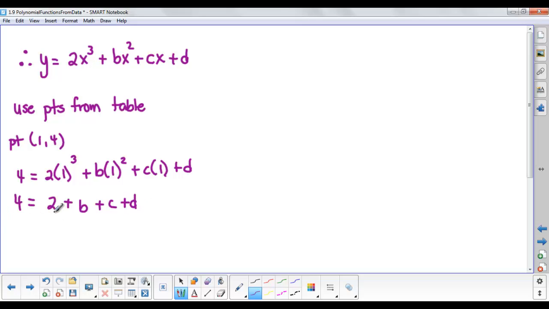And I'm just going to go ahead and move all the constants to the left side. So I'm going to move this 2 over, and we're left with 2 equals b plus c plus d. So I'm just going to kind of square that off and put it in our back pockets, and we'll come back to that in a second. Just label it as equation 1. So we're going to go back and get another point.